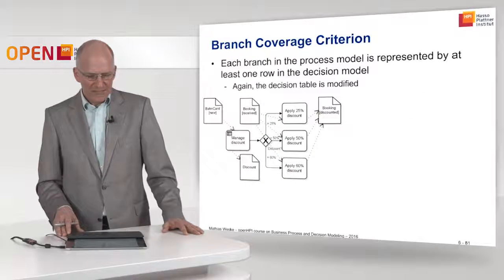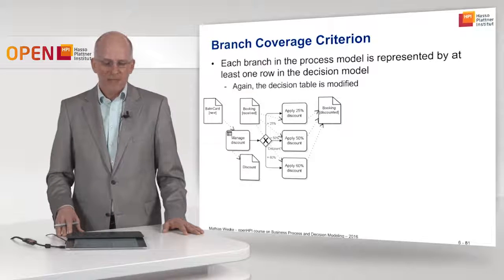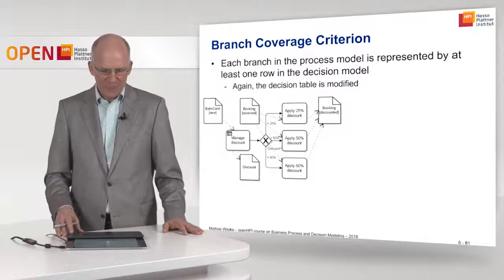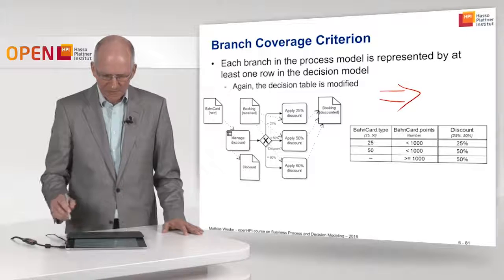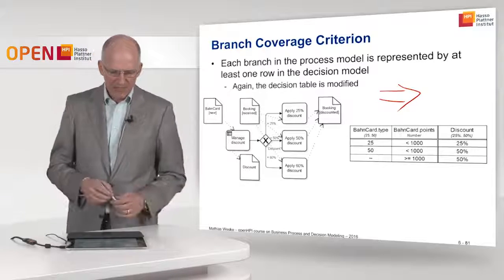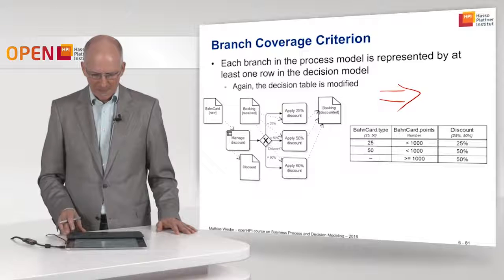Let's now look at the second criterion, which is the branch coverage criterion. Here, each branch in the process model is represented by at least one row in the decision model. So it's basically the view from left to right, from the process model to the decision table. Again, we slightly modified the table to investigate this property.